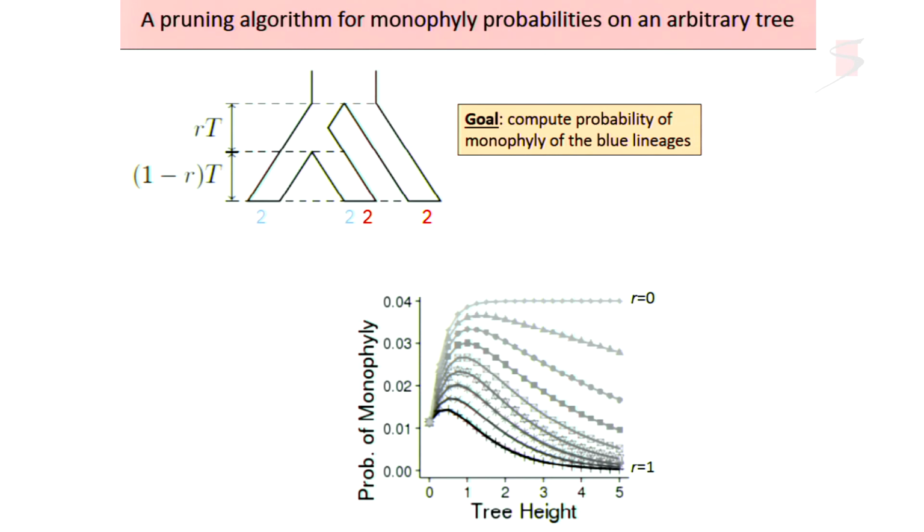So if r is sent to 1, then these branches shrink, and then we have a branch here where the 4 blue lineages and 2 red lineages can coalesce. And so as time goes to infinity, it approaches the probability that 4 blue lineages are monophyletic in an unstructured population, because eventually the 4 blue lineages and 2 red lineages are going to coalesce down to 1 by the end of that interval.